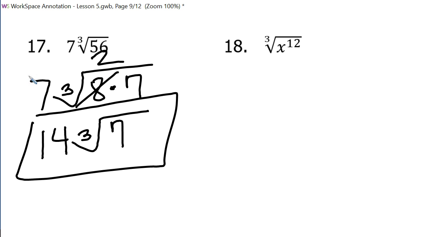Number 18, we have the cube root of x to the 12th. Now that one's already a perfect cube. How do I know that's a perfect cube? It's a multiple of 3. So how do you take the cube root of a multiple of 3? Divide by 3. So that exponent needs to be divided by 3. So what's 12 divided by 3? 4. So the answer is just x to the 4th.